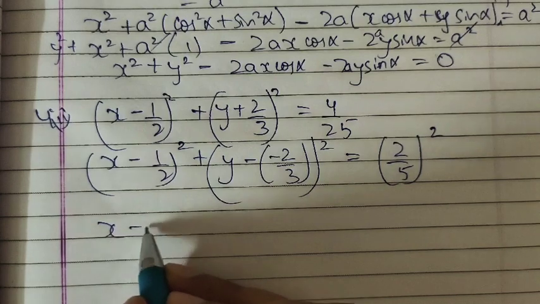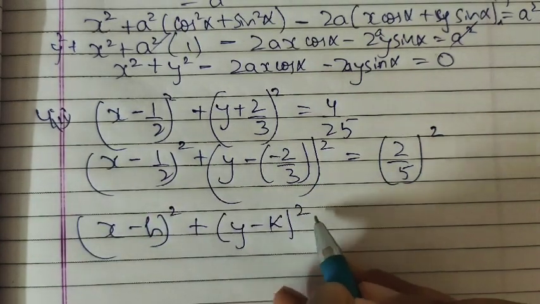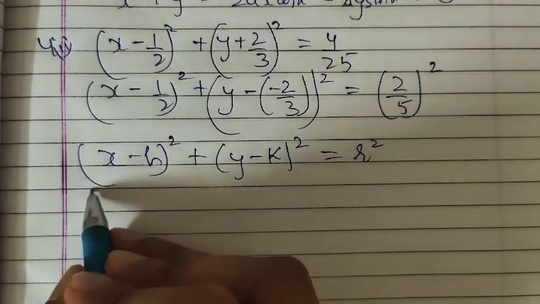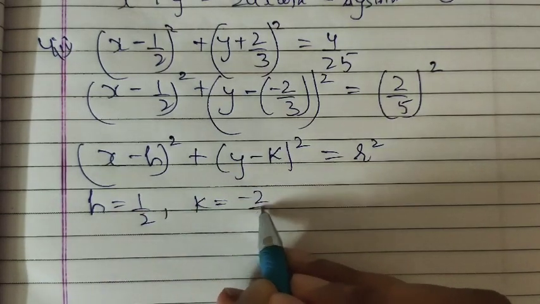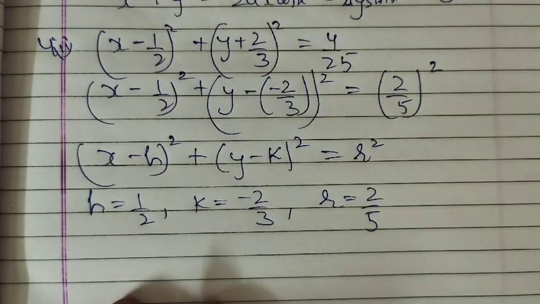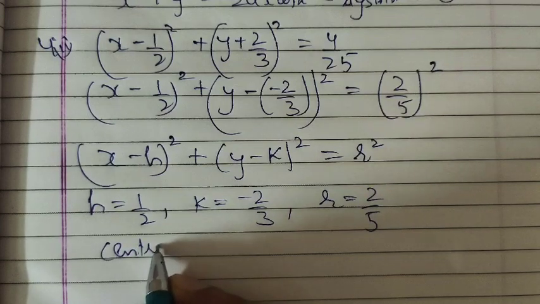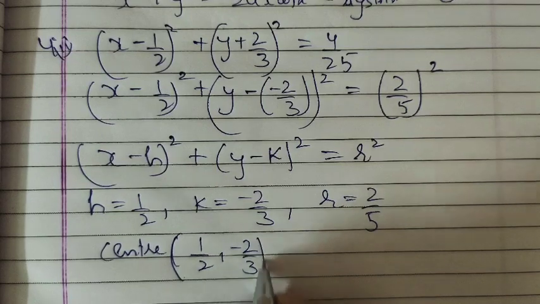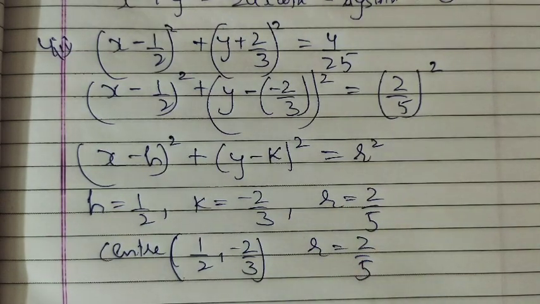So we know that (x − h)² + (y − k)² = r² is the equation of a circle. On comparing the coefficients, h will be equal to 1/2, k will be equal to −2/3, and r will be 2/5. Right, so to find the center, the center will be (1/2, −2/3) and the radius will be 2/5. So this is our answer to question number 4.